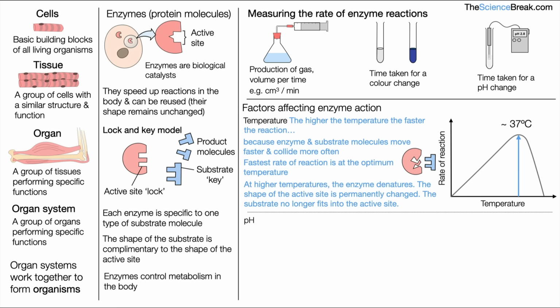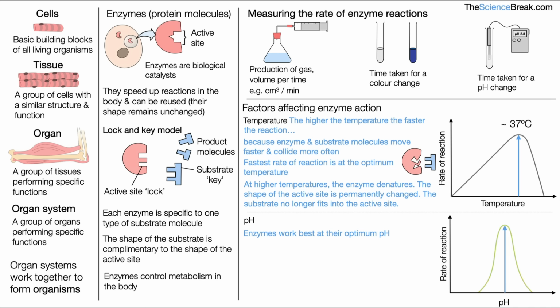pH also affects the rate of enzyme-controlled reactions. Enzymes work best at their optimum pH. So if we look at a graph of pH versus rate of reaction, the graph looks a little something like this. There's the optimum part for that reaction, right in the middle there where the graph peaks. When we say they work at their best, we mean they work at their highest rate at optimum pH.